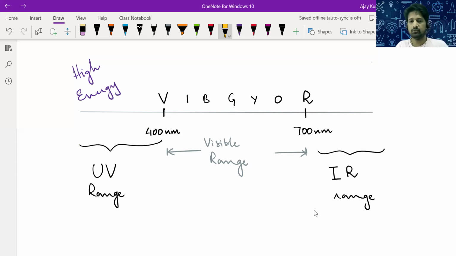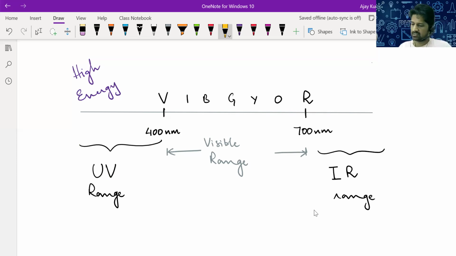So remember that UV radiations are low wavelength but high energy radiations. Energy is inversely proportional to wavelength. You'll learn this in another chapter. As I said, there's a separate chapter dedicated to electromagnetic waves in your 12th class. In that, you will learn.